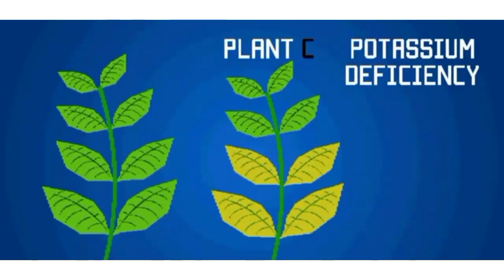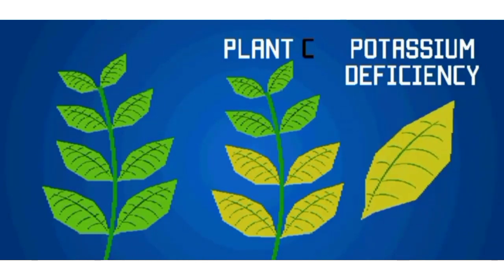Plant C has a potassium deficiency, making the older leaves turn yellow, but the veins remain green. The plant is also not growing properly. This is because potassium is needed for growth and for the plant's immune system.